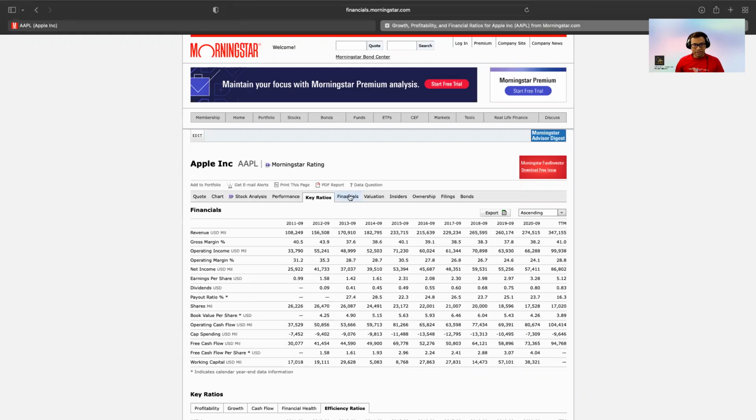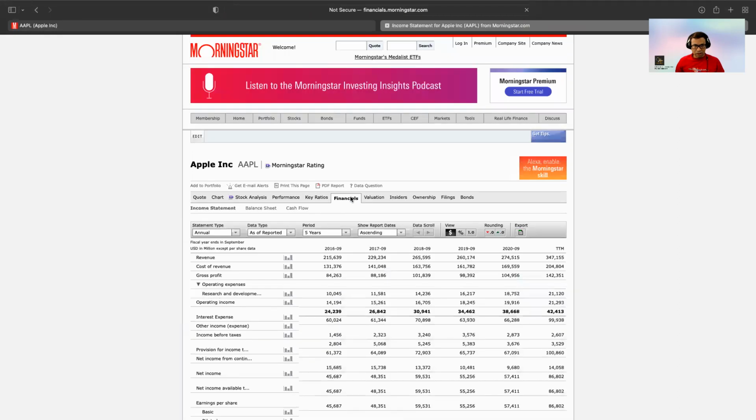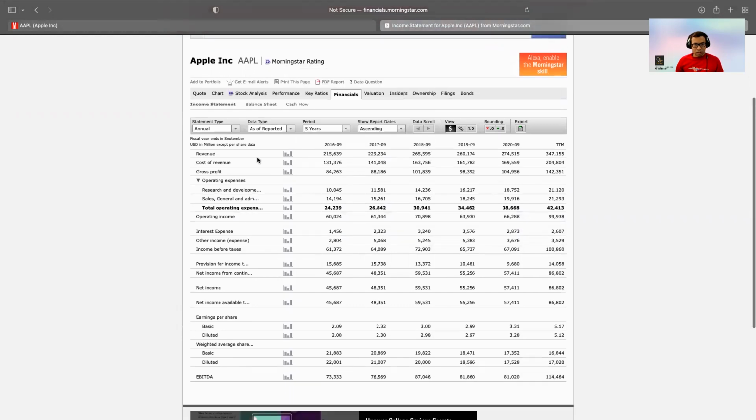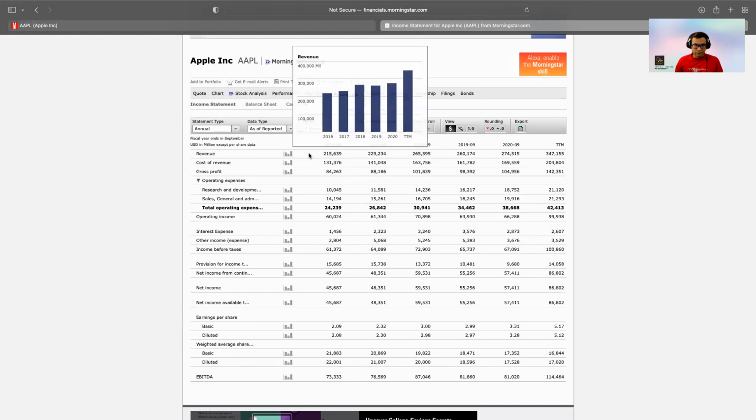So we have the financial tab, but if you go from key ratio to the financial tab, we can see the annual statements. We have the income statement, balance sheet, and cash flow. So we can click here on income statement. We can have revenue. This is not in terms of percentage, but in terms of real numbers, in millions of dollars, of course.